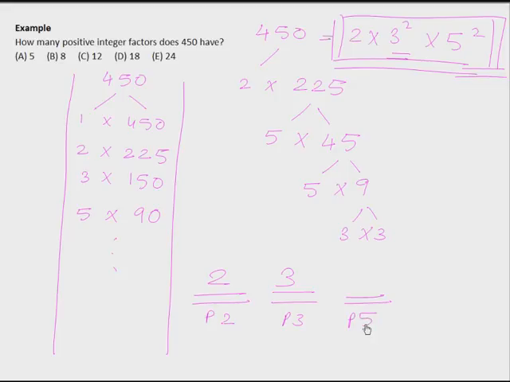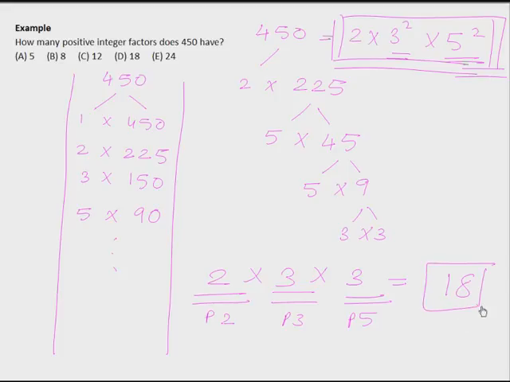Again, I can leave out 5, I can take 5, or I can take 5 square. I of course can't take 5 cube because 5 cube will not divide 450. And these are factors of 450. So I can have 3 choices for the prime 5. And by the multiplication principle we saw in the lesson on counting, the total number of factors will be 18. 2 into 3 into 3.